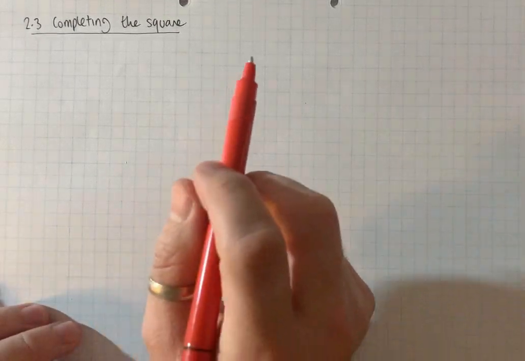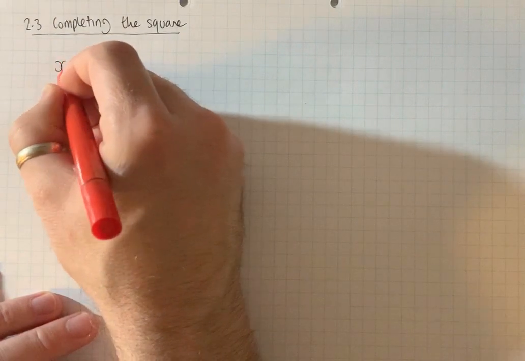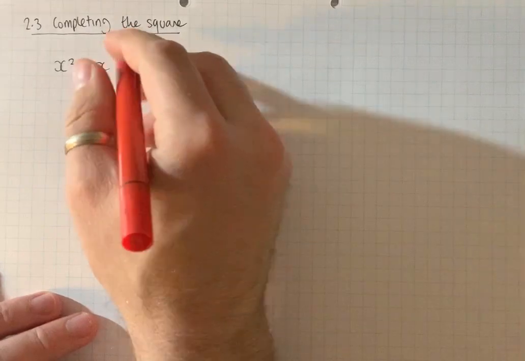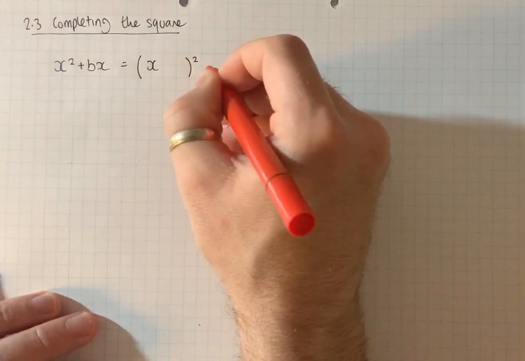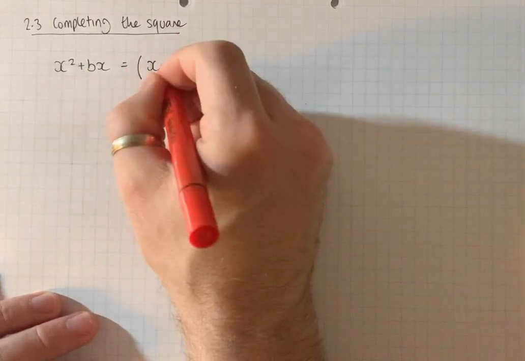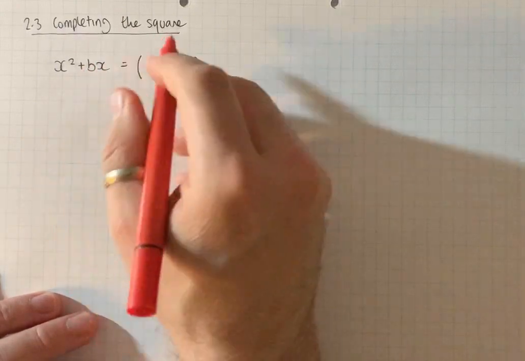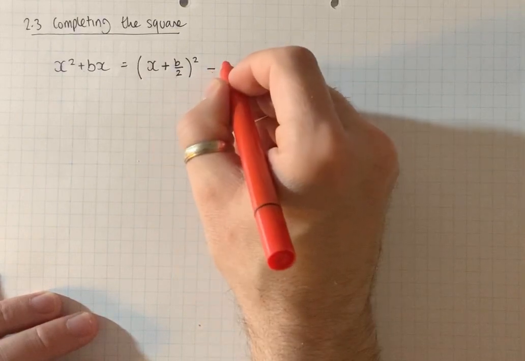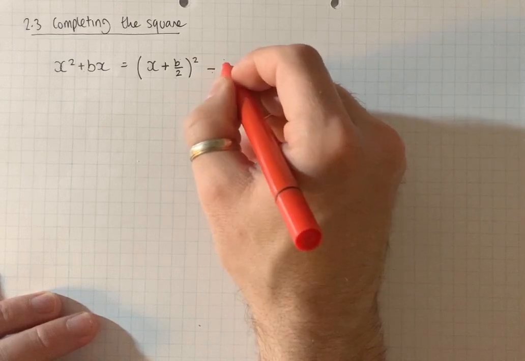Third part of this chapter is on completing the square, which you will have done before at GCSE. If you've got x squared plus bx, we'll ignore the term at the end for the moment. You can rewrite that as x squared minus... The sign will always be repeated, and the number that goes here is always half the coefficient of x, b over 2, and then you always subtract whatever this squared is. So that's going to be b squared over 4, or b over 2 all squared.